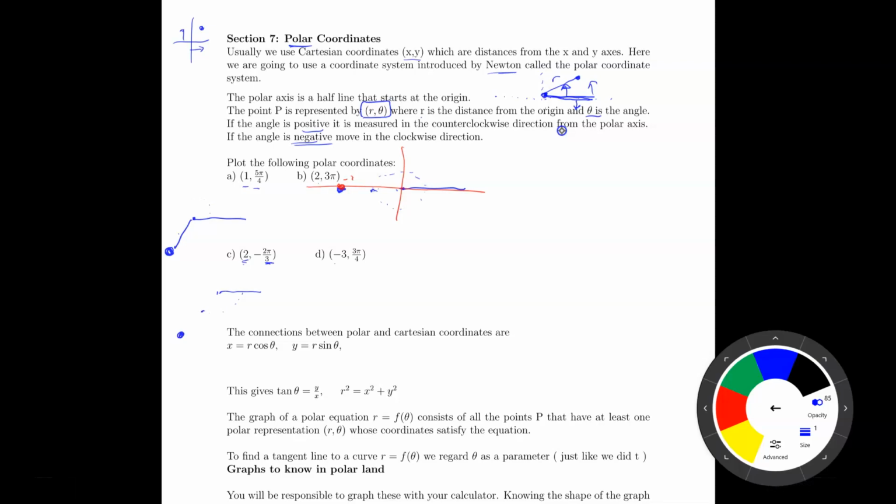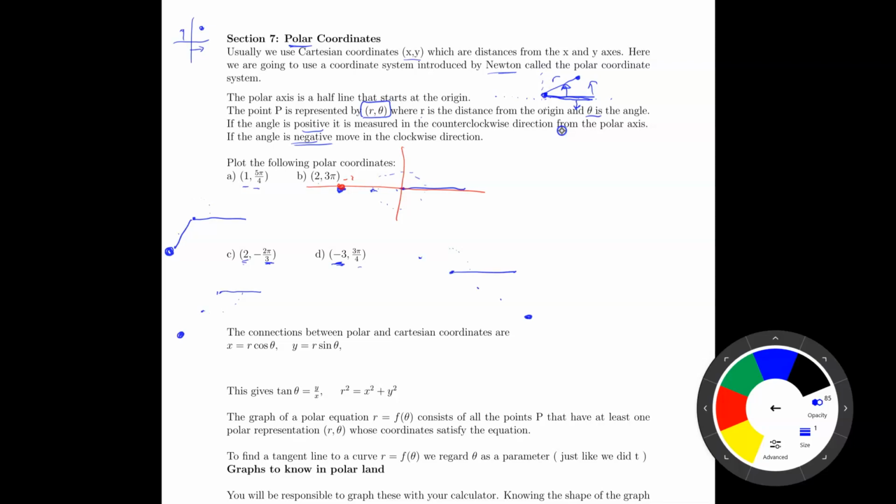Okay, I haven't done a negative r yet, so let's do that. Here I have an angle of 3 pi over 4, so that gets me all the way over here, right? And then go a distance of -3. What that means is I move the opposite direction. So here's the origin, I'm going to go 1, 2, 3. So this point here, down here. Okay, so the negative means the opposite direction.